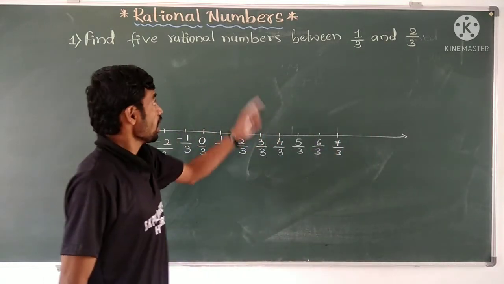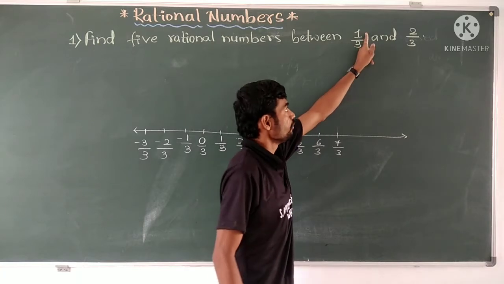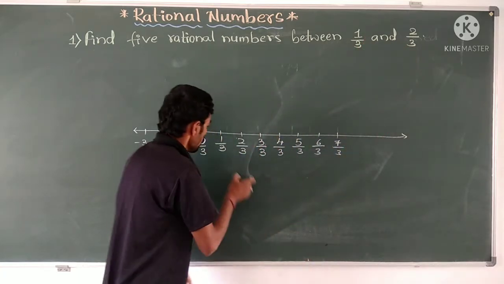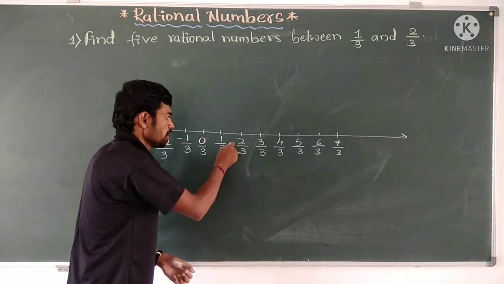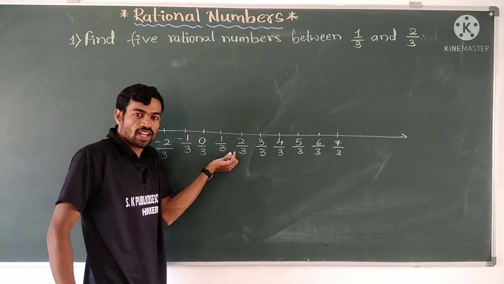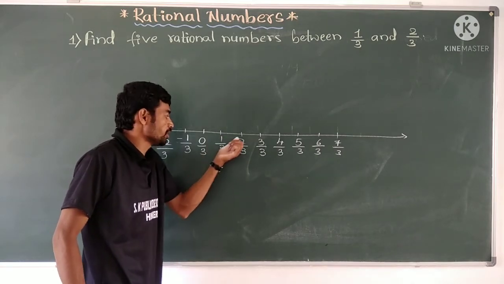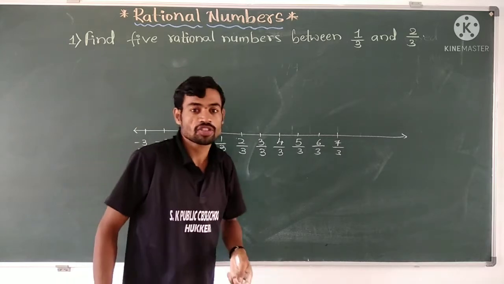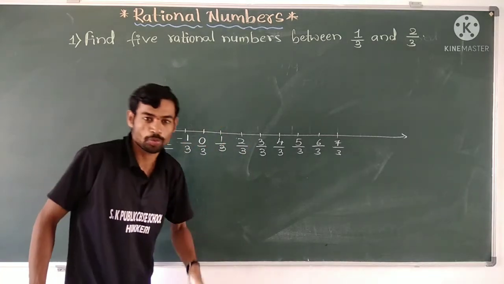But they are asking the question: find the rational numbers between 1 by 3 and 2 by 3. There will be no rational numbers. There is no single rational number between 1 by 3 and 2 by 3. Then how do they ask to find 5 rational numbers between 1 by 3 and 2 by 3?